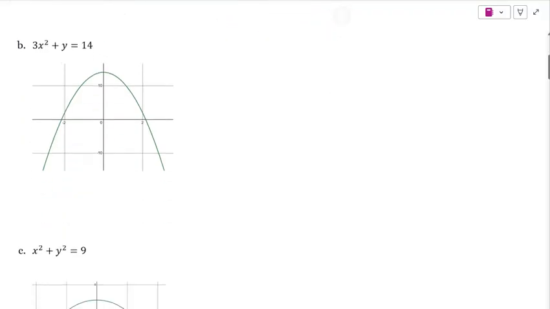Looking at example B, if I think about just looking at the graph, if I pick a particular x value and I plug it into the function, I want to make sure that I'm only getting one output value. And it looks like that's the case. Let's take the relationship that's given here and let's try to solve for y. Let's subtract 3x squared from both sides. And then we get that y is equal to negative 3x squared plus 14.